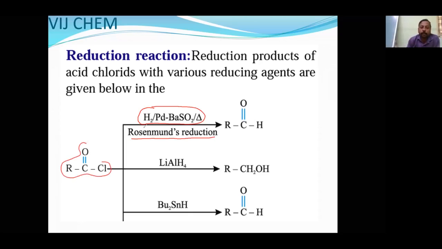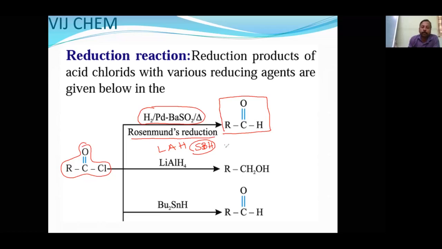So acid halide plus H2, Pd/BaSO4. Then what will be produced? Aldehyde will be produced. Okay. Then LiAlH4. What I told you as a shortcut, they may give LAH, lithium aluminium hydride. SBH also they will give, sodium borohydride. SBH is not State Bank of Hyderabad. It is sodium borohydride.